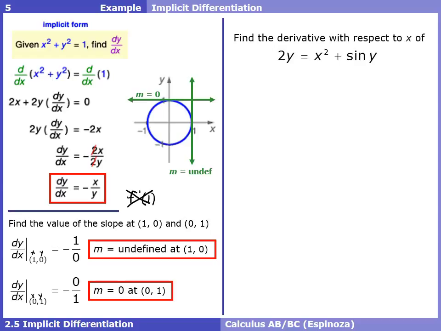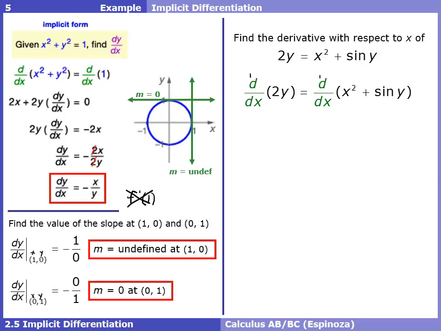Okay, moving on to another example with some trig here. We need to find the derivative of this implicit function. So let's go ahead and do that. First step will be to show that we're taking the derivative of the left side, to show that we're taking the derivative of the right side. So let's take the derivative of the left side.